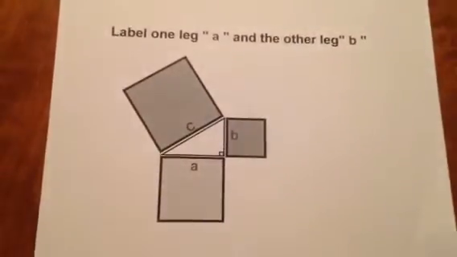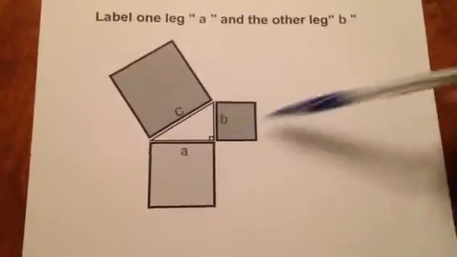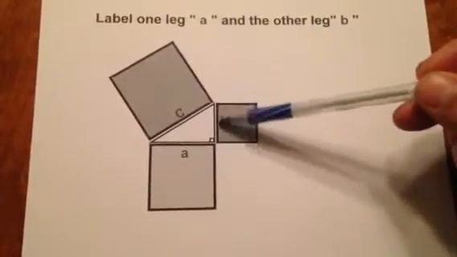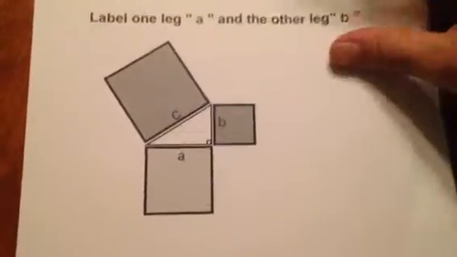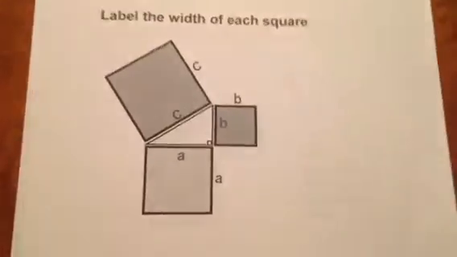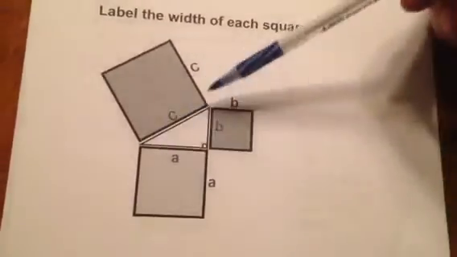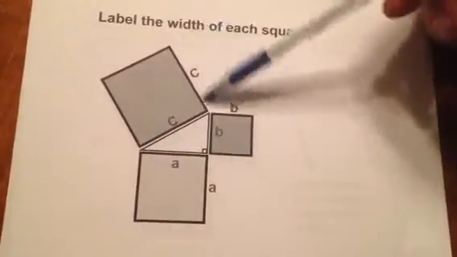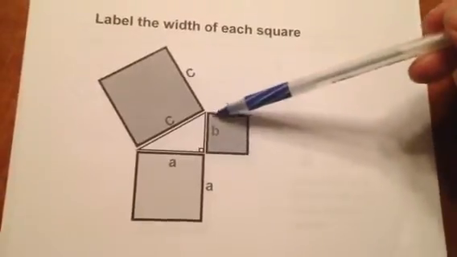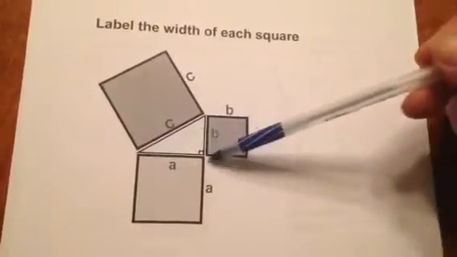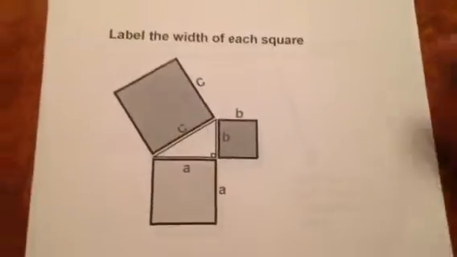Then you label your legs A and B. It doesn't matter which is which. I'll call that A and I'll call this B. So then we label the other side of the square. So if that's C, well then that one's C. If this was B, then that one was B. And if that's A, then that side is A. Okay, so that's what we've got so far.